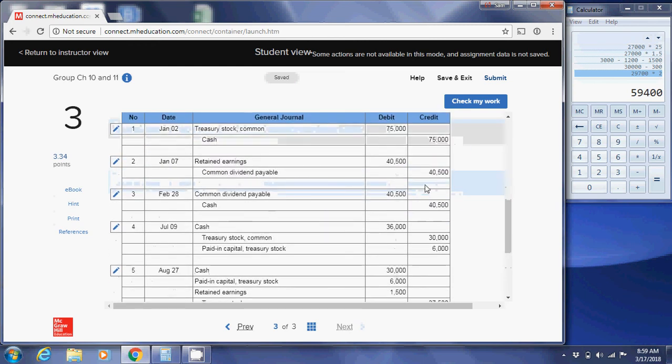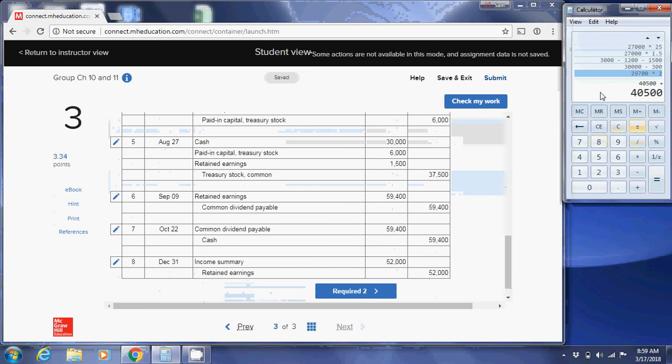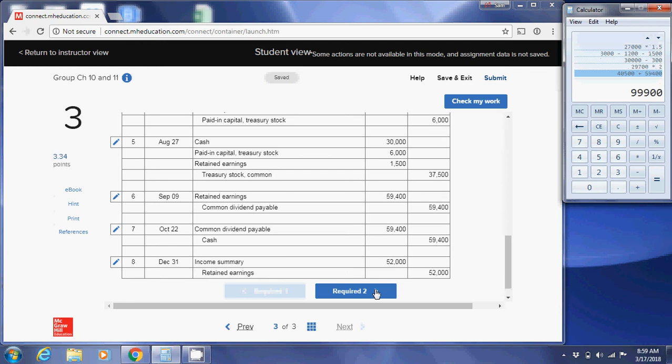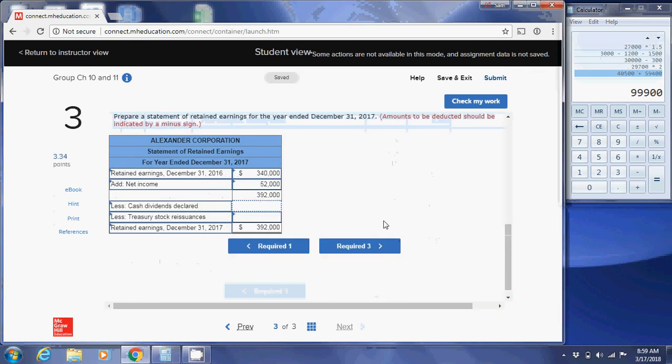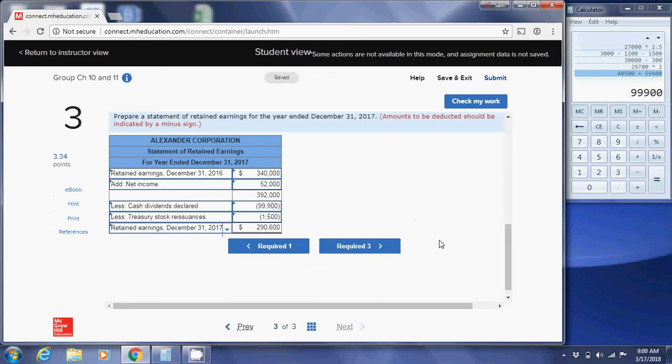So here they are. We had a $40,500, and then we scroll on down here a little ways, and it looks like we had another one of $59,400. So $99,900 is what we're looking at. So we've got minus $99,900, and then again recall that we lost that $1,500 on that treasury stock reissue, and that gives us an ending retained earnings balance of $290,600. Okay.